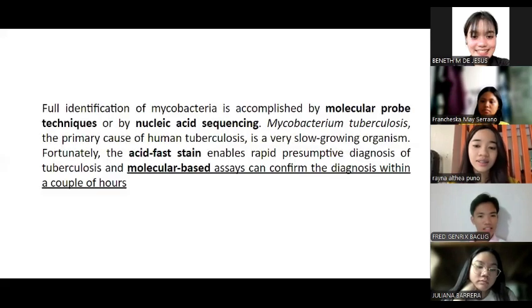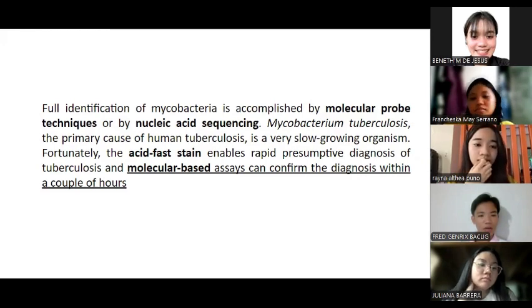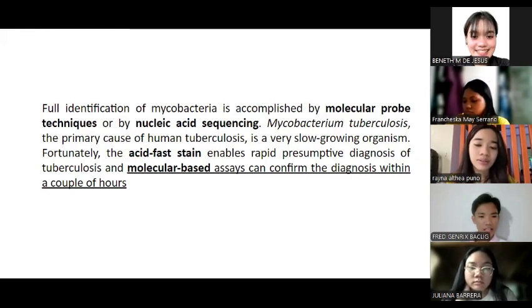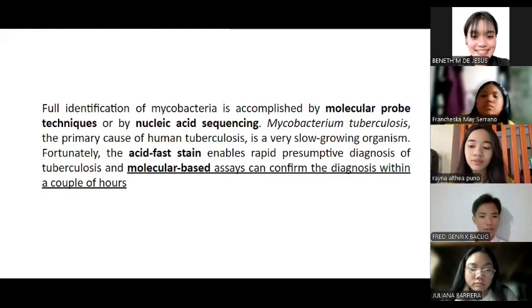So here, full identification of mycobacteria is accomplished by molecular probe techniques or by nucleic acid sequencing. The mycobacterium, the primary cause of human tuberculosis, is a very slow growing organism. Fortunately, the acid fast stains enable rapid presumptive diagnosis of tuberculosis and molecular assays confirm the diagnosis within a couple of hours. So next slide.